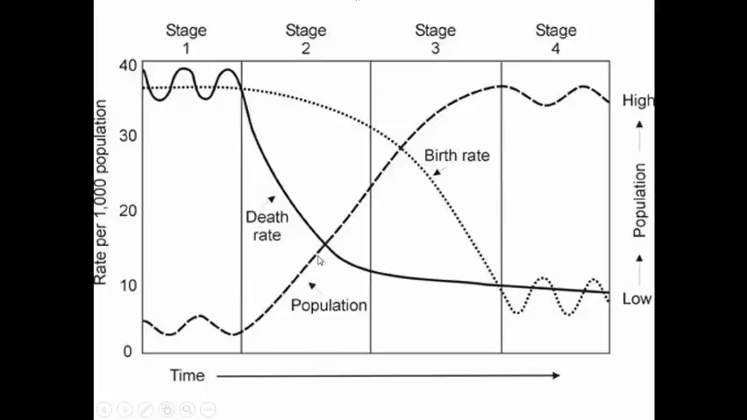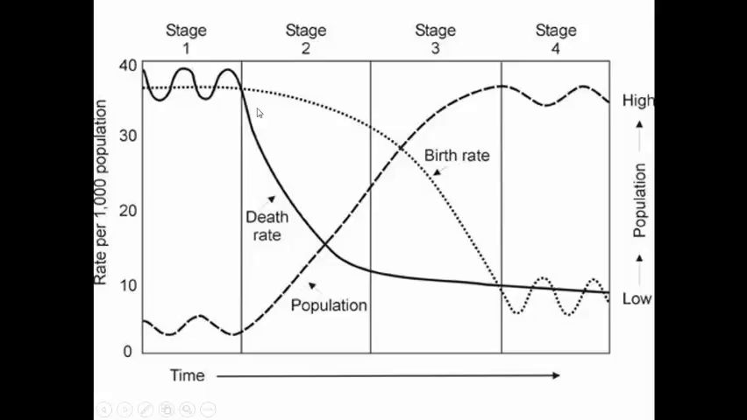Stage 2 is where the death rate starts to drop. So in stage 1, your death rate is very high, so lots of organisms are dying. The birth rate is very high, so you're making lots of kids. But your total population is kind of still wavering, because since you have a lot of people dying and a lot of people being born, your population kind of balances each other out.